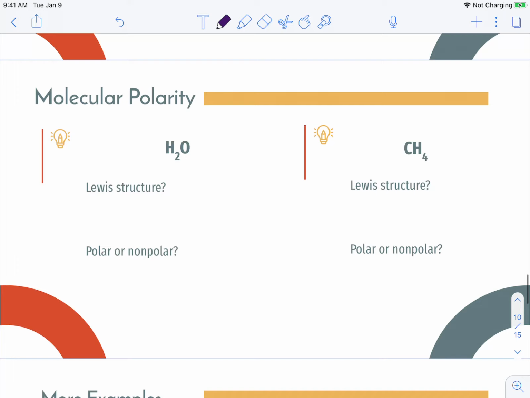Molecular polarity. First, we want to draw the Lewis dot structure. We've had lots of practice with this, so when I look at H2O, I know that H has 1 valence electron, but there's 2 of them in this particular molecule. And oxygen has 6 for a total of 8 valence electrons. So I put O in the middle. Now, if you remember from our lab, we know that H2O is going to be bent, and it's going to have 2 lone pairs.